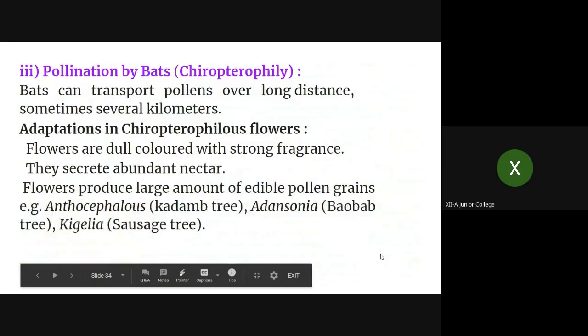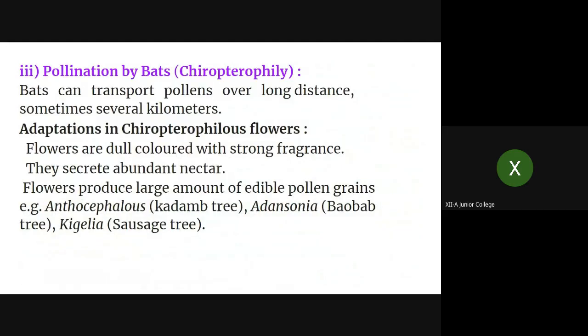Okay. So the next type of pollinating agent that we will discuss is pollination by bats. When the pollination takes place by the agency of bats, this type of pollination is called chiropterophily. And chiropterophilous flowers show special adaptations. The maximum, that is the long distance, is covered by this type of pollinating agents. Several kilometers distance is covered. They carry the pollen grains up to kilometers, these bats.